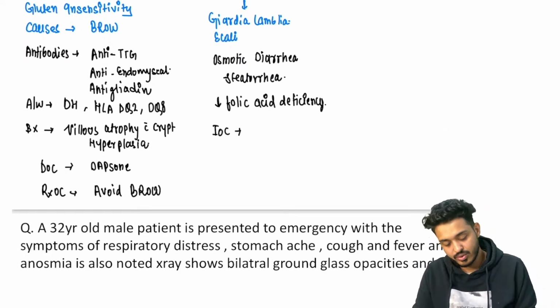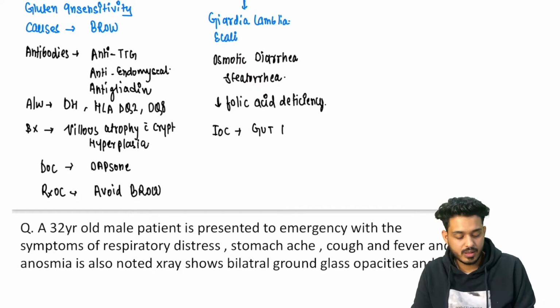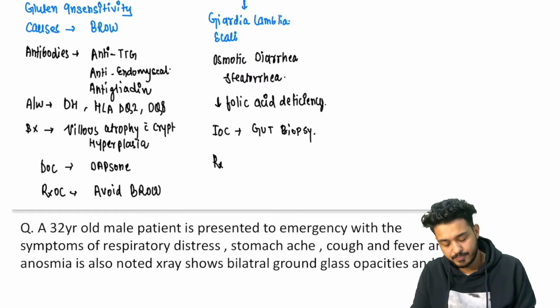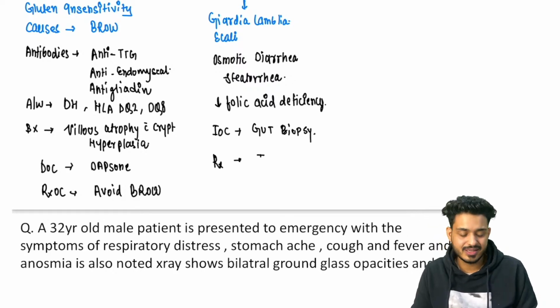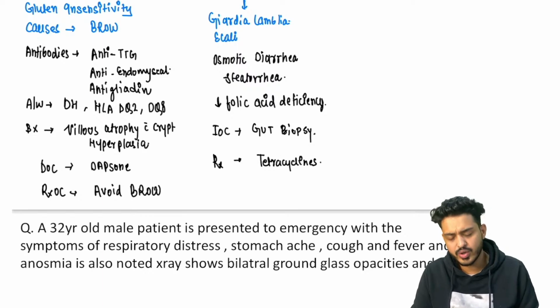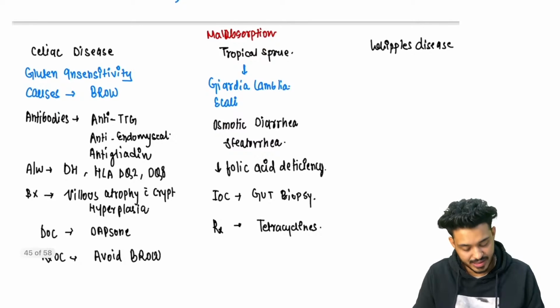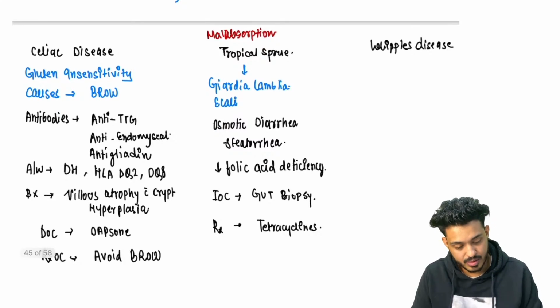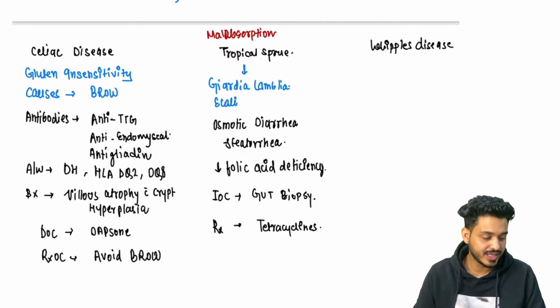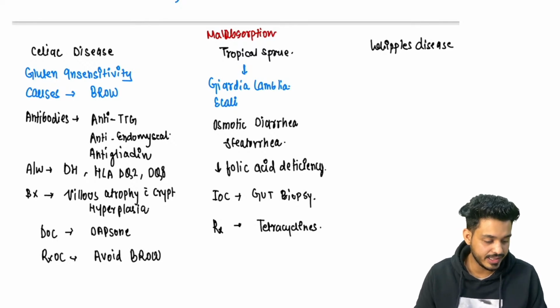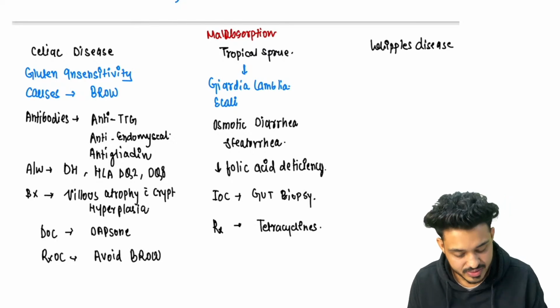Investigation of choice, you can do gut biopsy. And for the treatment, you can use antibiotics. You can also use tetracyclines, but you need to give them for a longer period of time. That is going to be tropical sprue, right? What is the motility? That is going to be falling leaf like motility. Giardia, I have taught you, right? And how many pairs of flagella will it have? Fatty stool. Why is this fatty stool coming?